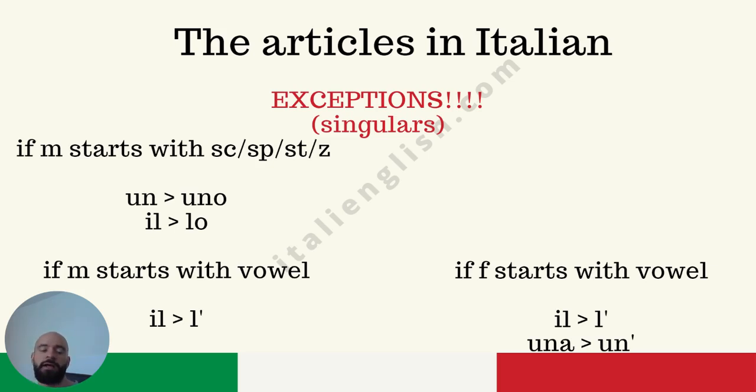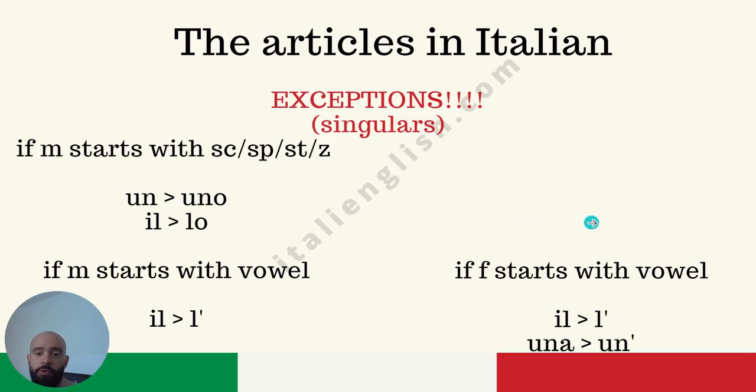Okay, so when a word is masculine and starts with SC, SP, ST, or Z, so sk, sp, st, z, it's uno or lo. If the masculine starts with a vowel, the il article becomes L apostrophe. Okay, we'll see this in a minute. Now let's move on to the right side.